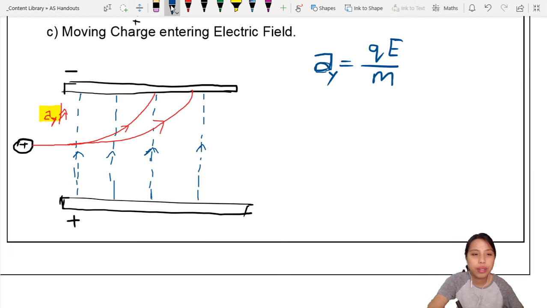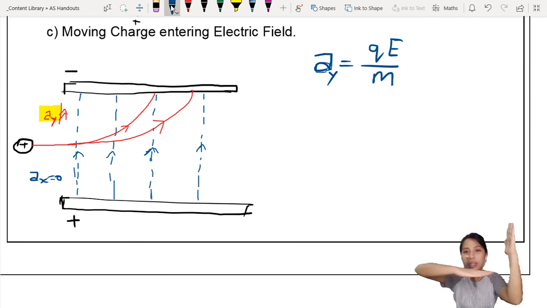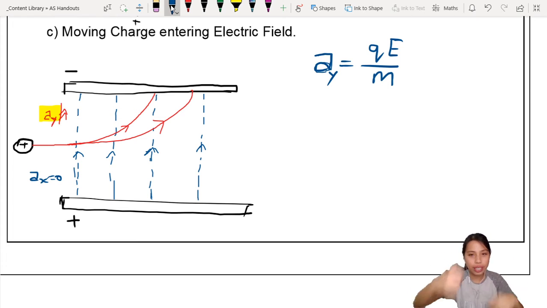Horizontal, no acceleration. AX is 0. Because all the forces are only pointing up and pointing down. The up, down, and left, right don't affect each other. Vertical is vertical by itself. Horizontal is horizontal by itself. They don't affect each other, because they are vectors.